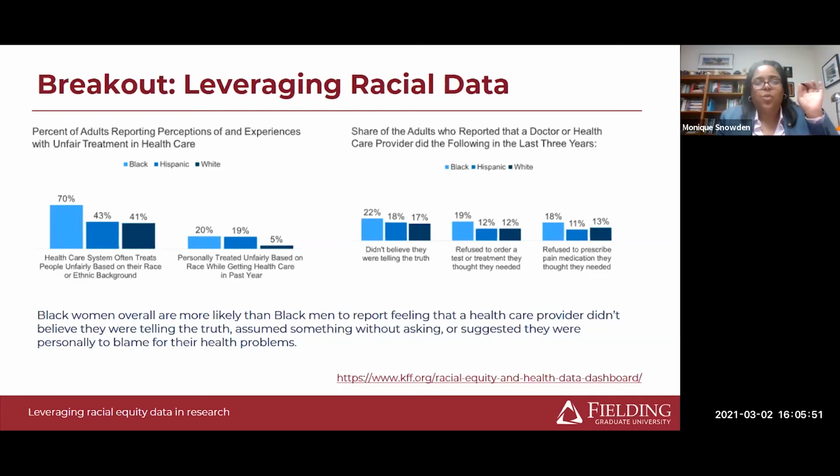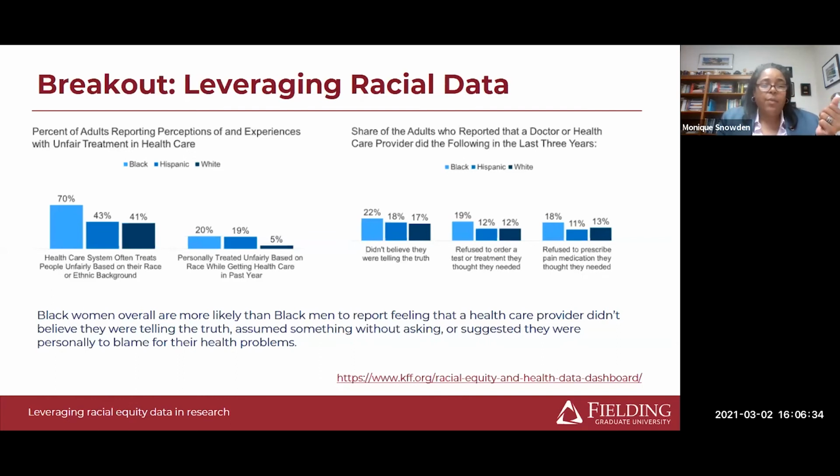I haven't provided what the conclusion was, because I want you to come to the conclusion as you look at these data and take them in. And then the share of adults who reported that a doctor or healthcare provider did the following in the last 3 years. On this one, you see Black, Hispanic, and white, and the percentage who said a provider didn't believe they were telling the truth, refused to order a test or treatment they thought they needed, or refused to prescribe pain medication that they thought they needed. Catherine, you talked a little bit earlier about this. And Markeisha, I know you talked a little bit about this, not being believed or the trust factor.